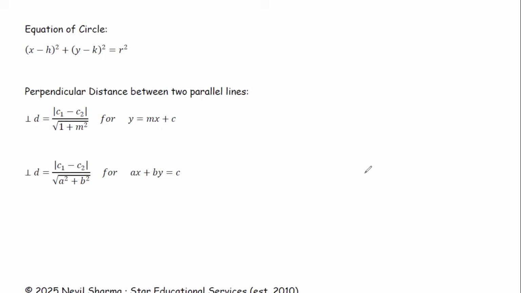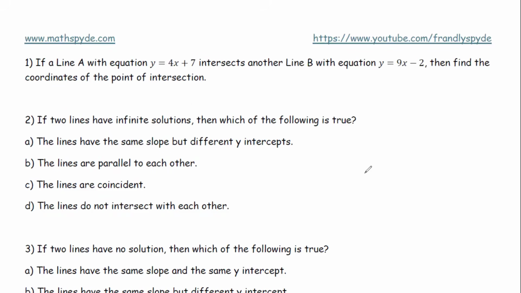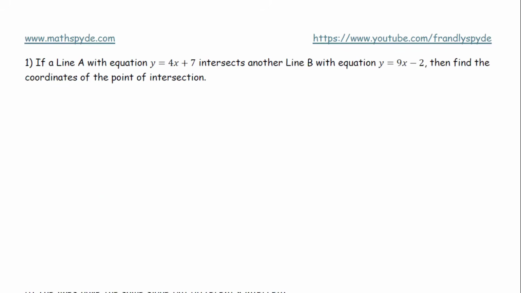Okay, let's move on now because I'm going to discuss this perpendicular distance question in the worksheet. So this is the worksheet. Let's begin with it. First question. If a line A with equation y is equal to 4x plus 7 intersects another line with equation y is equal to 9x minus 2, then find the coordinates of the point of intersection.